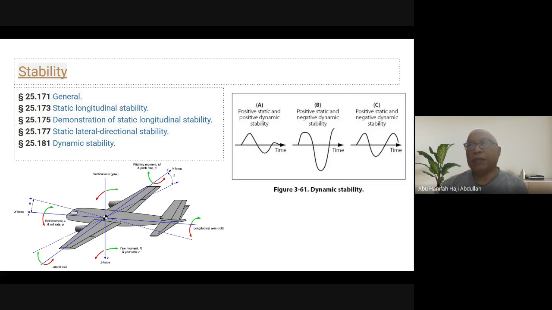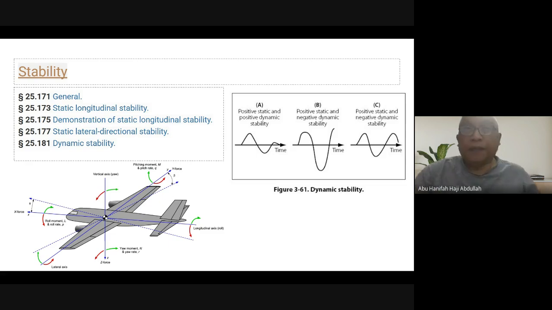So what is stability? Stability is something that we learn as you apply the forces. At the end, it becomes convergent, not divergent. It means that as you apply the force, 1, 2, 3, at the end you finish, the amplitude becomes 0. That is stable. If it becomes divergent as you apply the load, then it becomes more and more and more. That is an unstable situation. Okay.